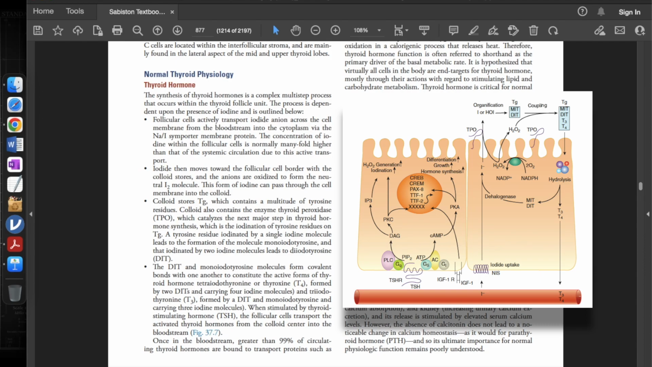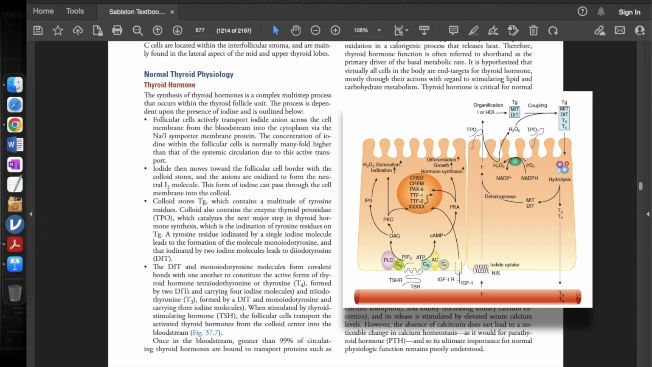Colloid stores thyroglobulin, Tg, which contains a multitude of tyrosine residues. Colloid also contains the enzyme thyroid peroxidase, TPO, which catalyzes the next major step in thyroid hormone synthesis, which is the iodination of tyrosine residues on the thyroglobulin. A tyrosine residue iodinated by a single iodine molecule leads to the formation of the molecule monoiodotyrosine, and that iodinated by two iodine molecules leads to diiodotyrosine.